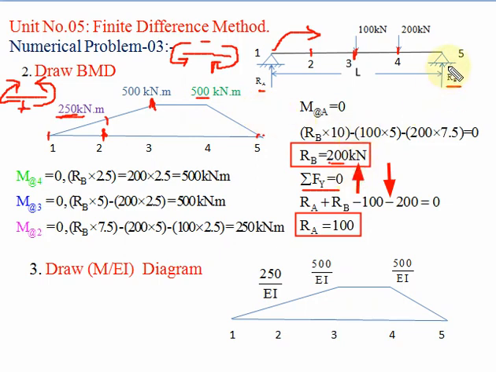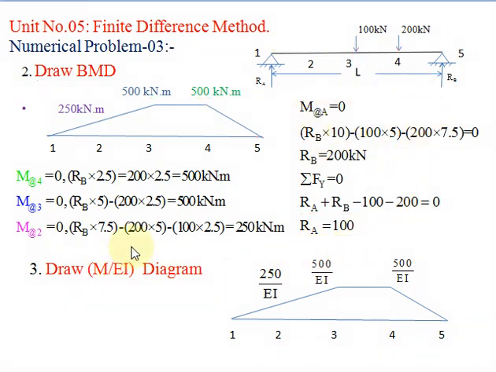Something is wrong. If you go by this side, Ra is 100, 100 into 7.5 is 750, and the nature will be hogging. So 100 into 2.5 is minus 250. So 750 minus 250, the value is 500. In this way we find the value of bending moment at nodes 2, 3 and 4. If it is not given in the problem, then you have to find it in this way.